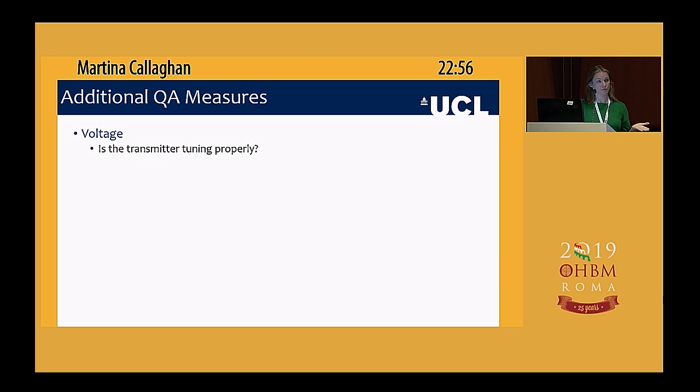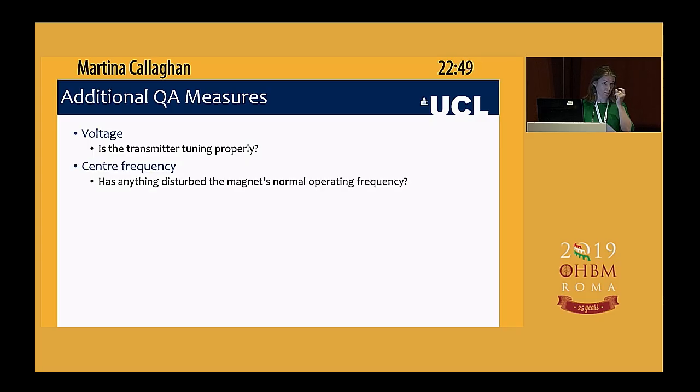So that's a useful thing to measure all the time. So when you're doing your QA, you just record the values. Is the transmitter tuning properly? What else might we get? Well, center frequency. So is anything disturbing the magnet's normal operating frequency? Again, the system itself will calibrate this, so in a lot of instances it's not really an issue, but you want to know that any changes are completely understood.